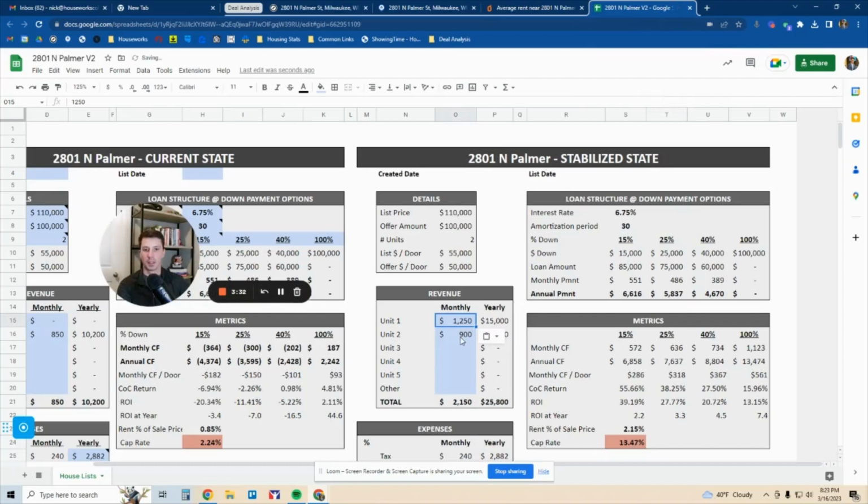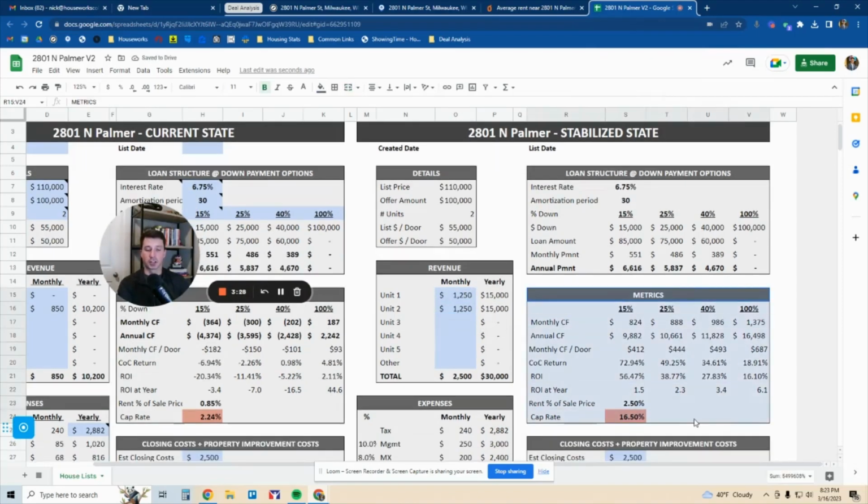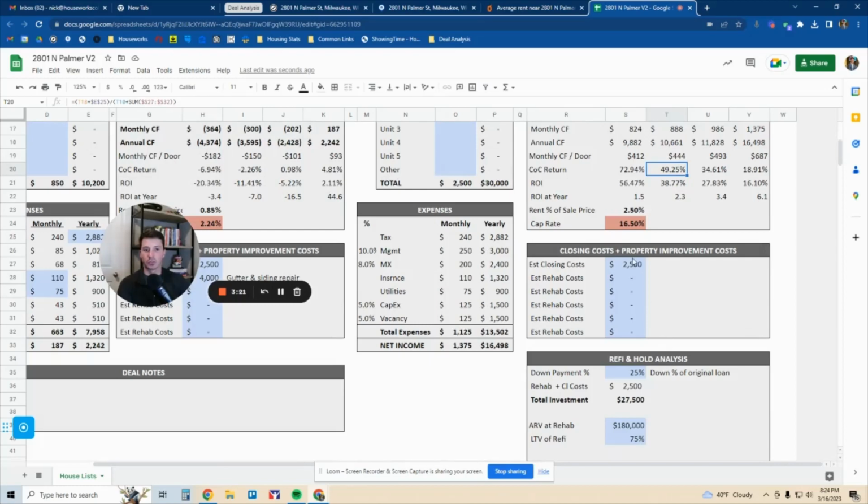So I can go ahead and put $1,250 per door in here. It's going to update what our metrics are. And we can see that the cash flow has gone up significantly. Our cash on cash return has gone up significantly as well.